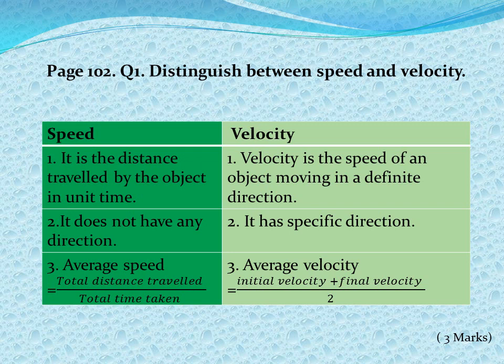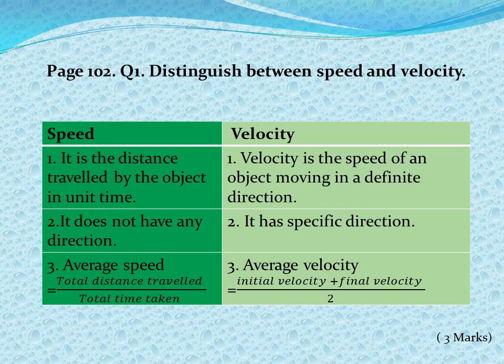Page number 102, question number 1. Distinguish between speed and velocity. Answer: 1. Speed is the distance travelled by the object in unit time. Velocity is the speed of an object moving in a definite direction.